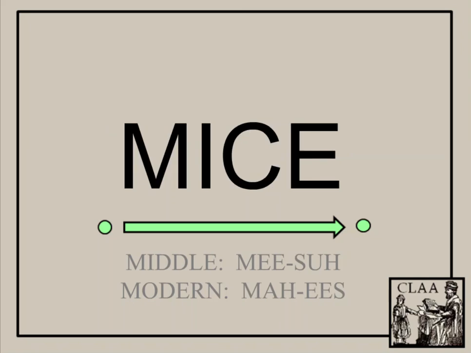In Middle English, we learned that this word was read as misa, misa. In modern English, the long E sound changes to I, and the final schwa is silent. In Middle English, this is pronounced misa, but in modern English, it's pronounced mice, mice.